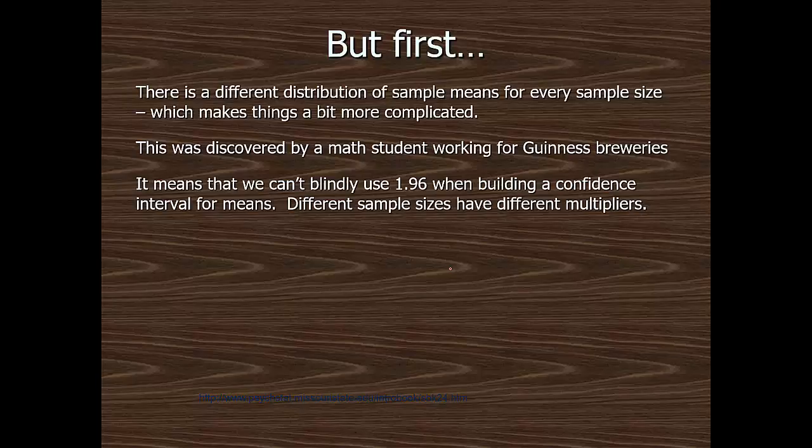This was discovered by a math student working for Guinness Breweries, and it means that we can't blindly use 1.96. That's all. Different sample sizes have different multipliers, as we'll see in a sec. So you have the t-tables with you. Take a look at them. Or if you're doing this at home, there's one online you can open up for yourselves.